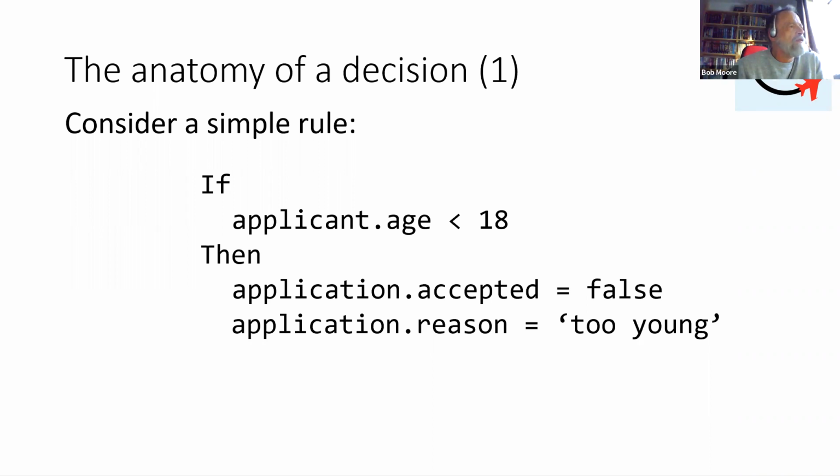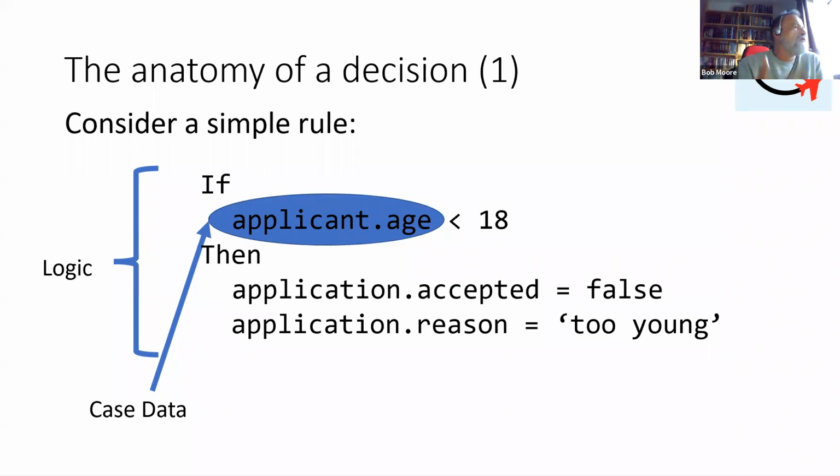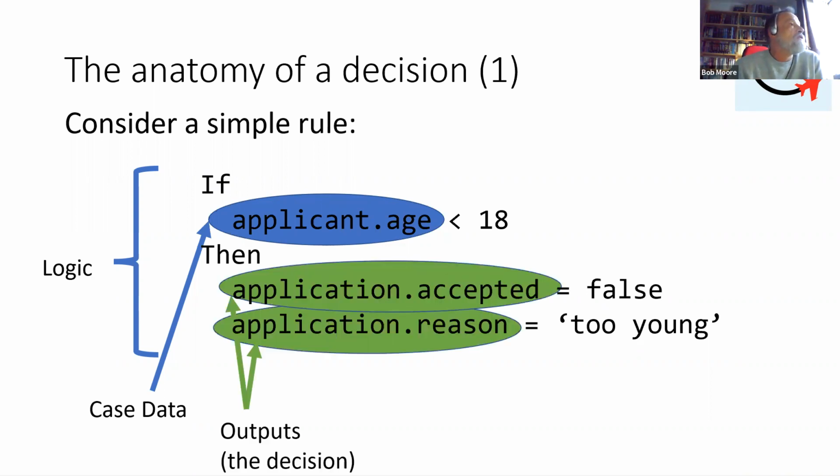It's saying if our applicant is under 18, then we're going to reject his application because he's too young. So we have some logic that we can see in the form that if certain conditions are satisfied, then certain actions will be performed. We can see that there is some case data here, which represents what it is that we are trying to make a decision about. And we can see that there are some outputs, which is essentially the decision that we reach through this decision-making process. But we can also see that there are some other bits and pieces hanging around here. And what are those? Well, that is what I'm referring to as the business data.